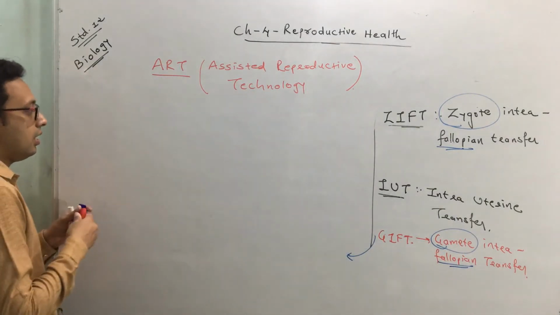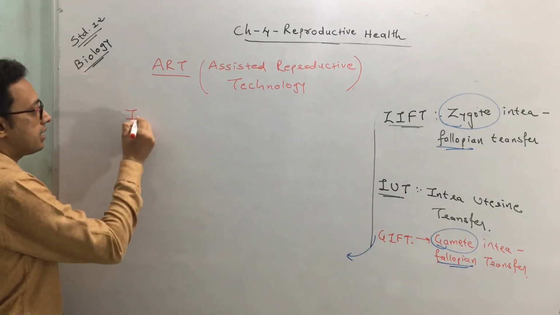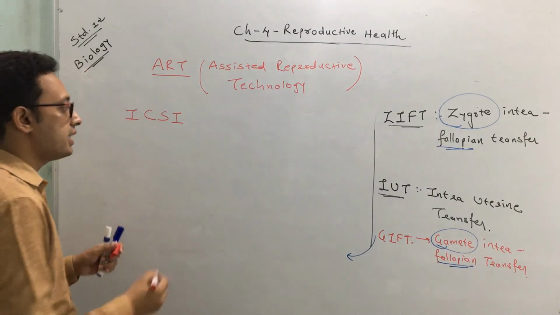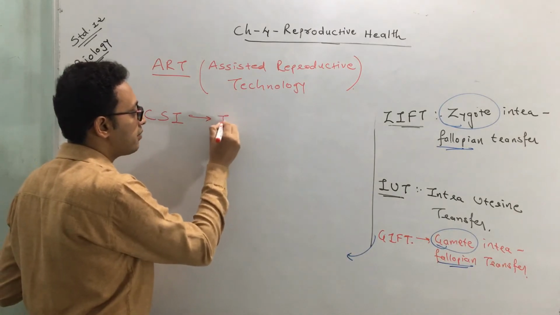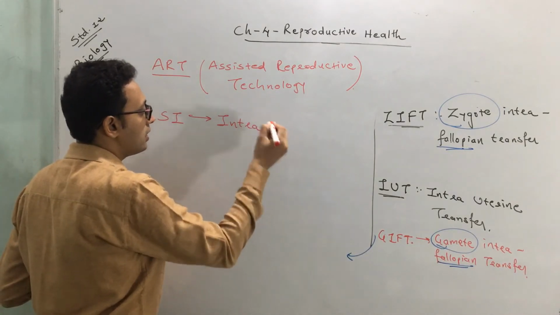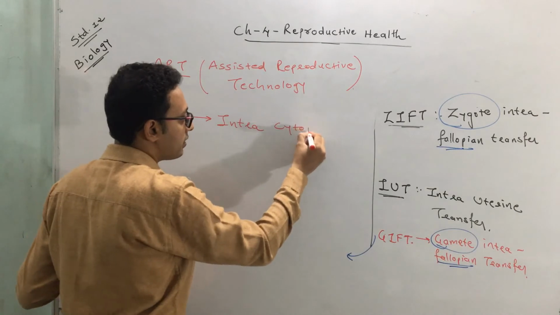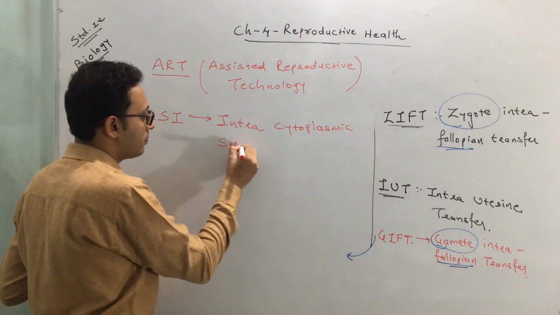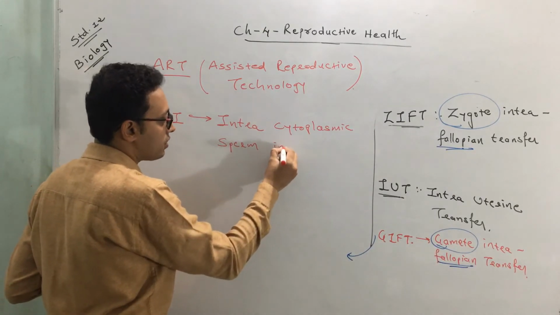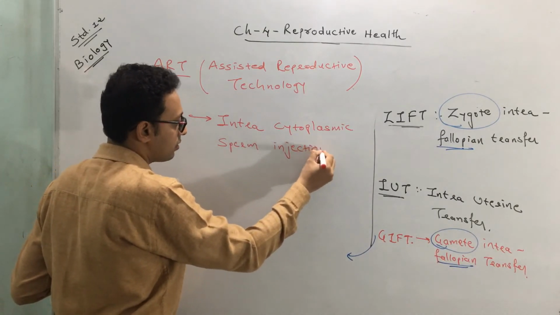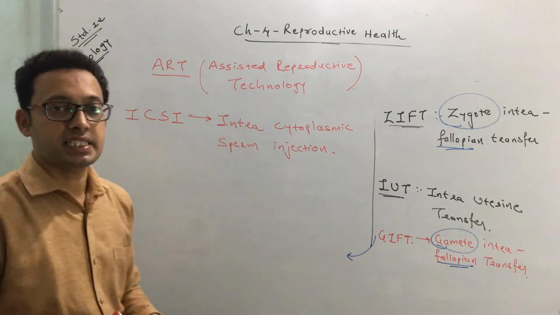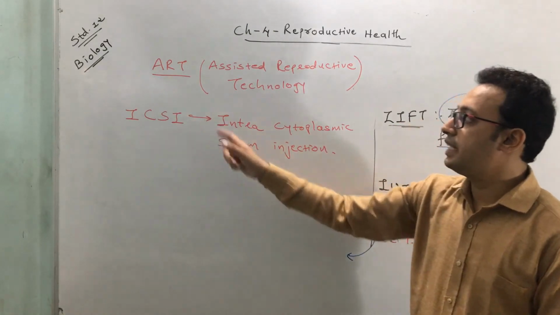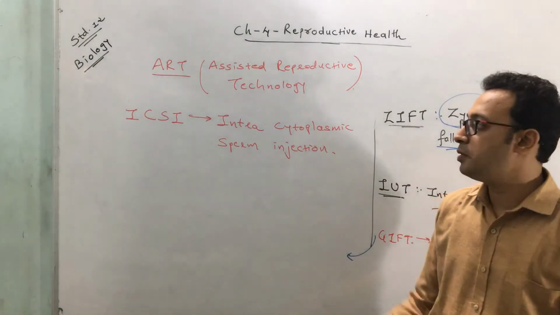ICSI. Which one, sir? ICSI. What is ICSI? The first I means intra, C means cytoplasmic, S means sperm, and the other I means injection. So another assisted reproductive technology is ICSI, intracytoplasmic sperm injection.